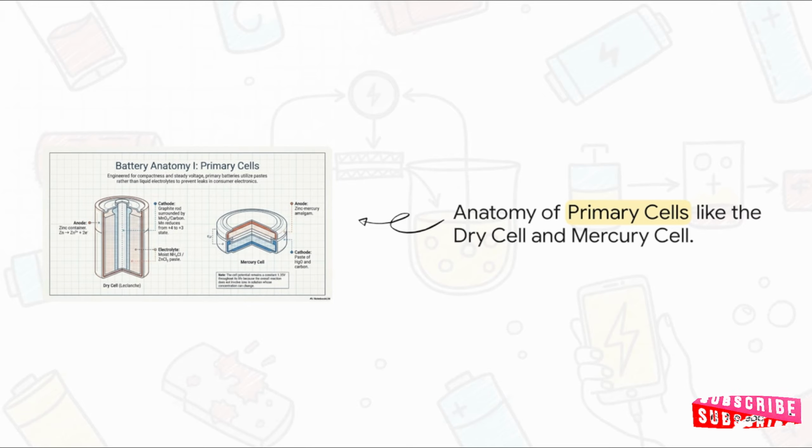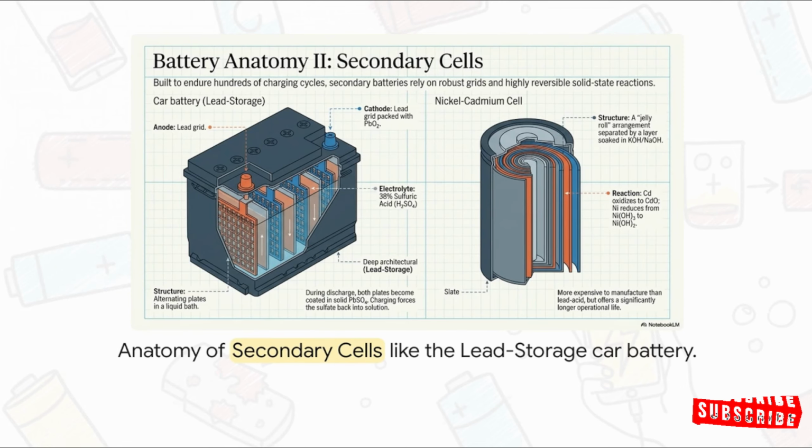Let's look inside a primary cell, like the standard AA dry cell you'd pop into a wall clock. To solve that sloshing liquid problem, engineers brilliantly replaced liquid electrolytes with moist, thick chemical pastes. By wrapping a zinc container around a carbon rod and packing it full of this paste, they created a highly compact, totally leak-proof cylinder. It delivers a nice, steady voltage until the zinc is chemically consumed. Pretty smart, right?